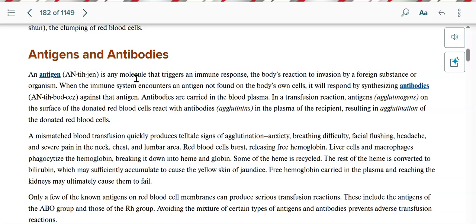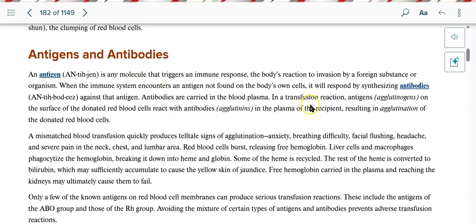But in any event, all your cells are going to have markers on the outside that allow your body's immune system to recognize them as part of yourself. And this includes red blood cells, which have some different types of antigens that we'll be looking at in just a minute. So an antibody is something that works against a particular antigen.